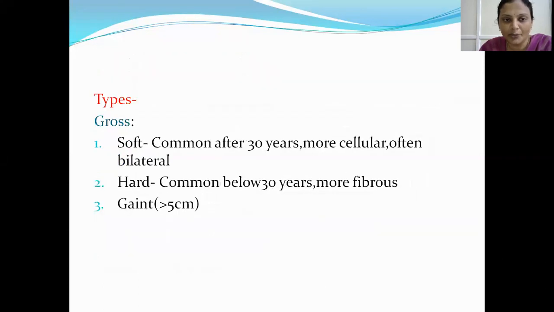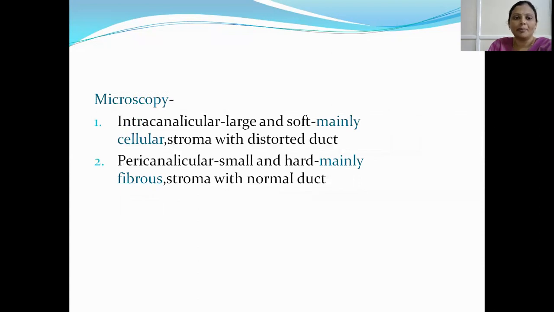The types of fibroadenoma: soft, common after 30 years, more cellular, often bilateral; hard, common below 30 years, more fibrous; and giant fibroadenoma, greater than 5 centimeters in size. Regarding the microscopy, it is divided into intracanalicular and pericanalicular. Intracanalicular are large and soft, mainly cellular, stroma with distorted duct. Pericanalicular type is small and hard, mainly fibrous, stroma with normal duct.